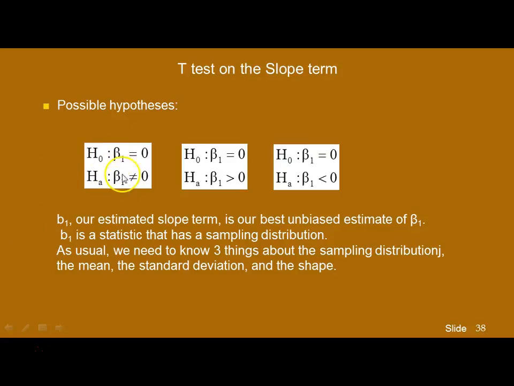Of course, remember that beta 1 is the true slope of the population regression line. That's being estimated now by b1. Like always, b1 is a statistic that is a random variable, and it has a sampling distribution. In other words, the slope term that we got is only one slope out of a very large number that we could have gotten had we had a different set of n observations. If you'll recall from a much earlier module, I usually argued that there's always 3 things we need to know about a sampling distribution: its mean, its standard deviation, and its shape.